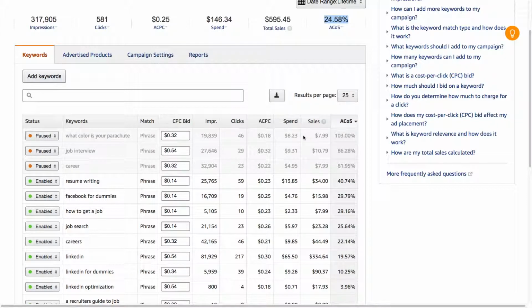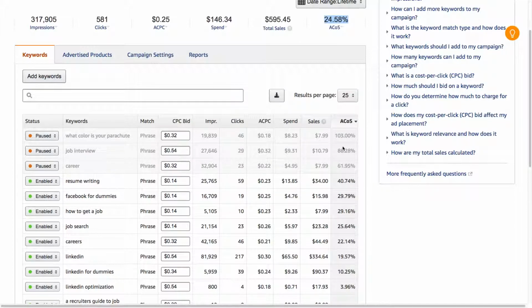And as you can see on one of them, "What Color Is Your Parachute?" That's the title of another book. You're allowed to use keywords of other product names in your AMS campaigns. It said that my sales are $8, but I spent more than that, just over $8. So my ACOS is 103%. So what I did is I paused that one.